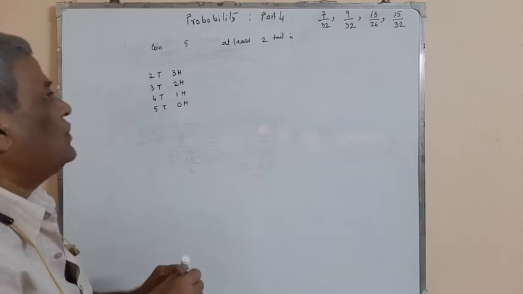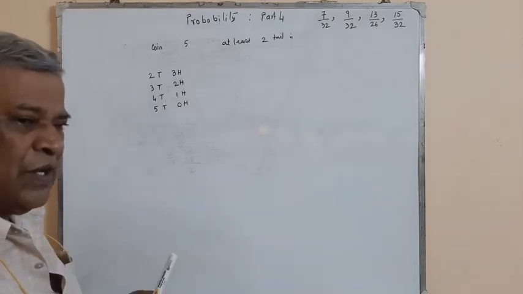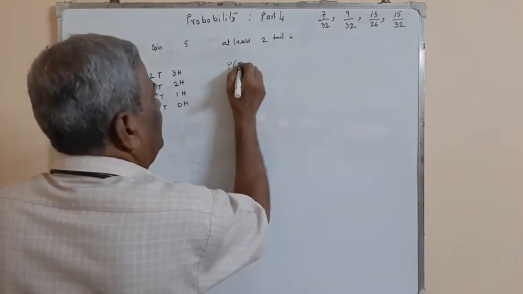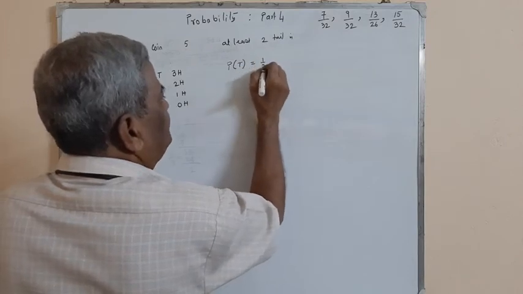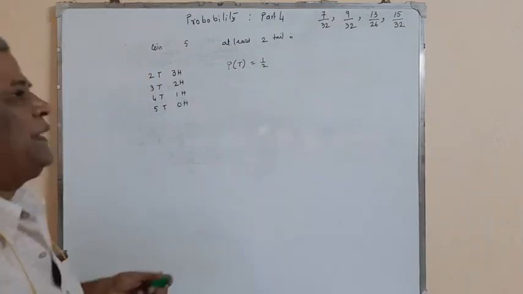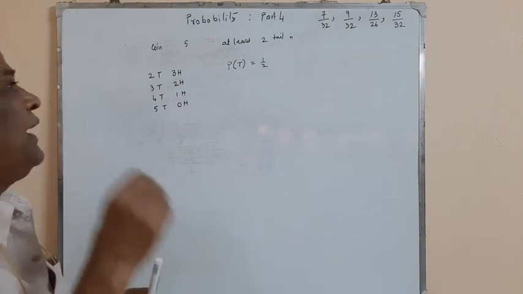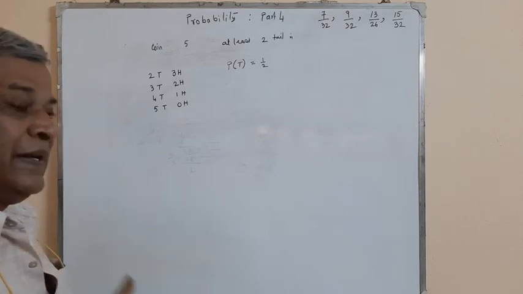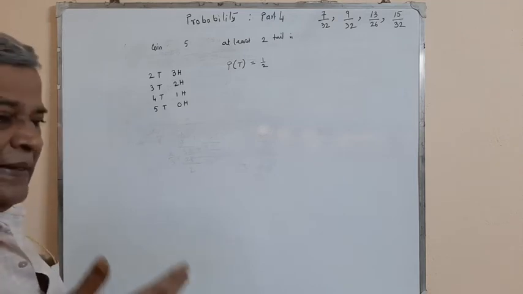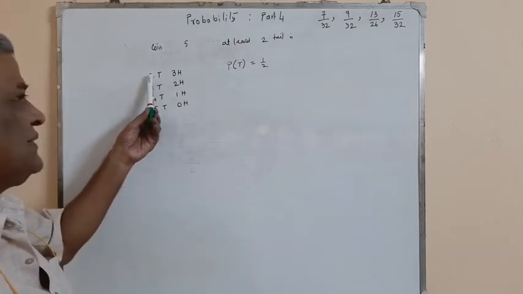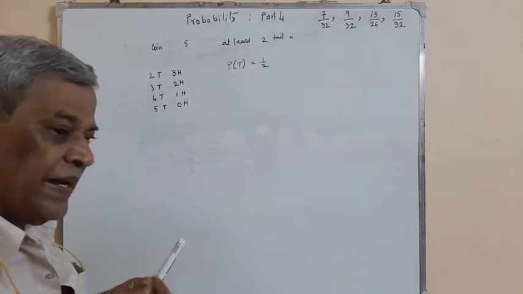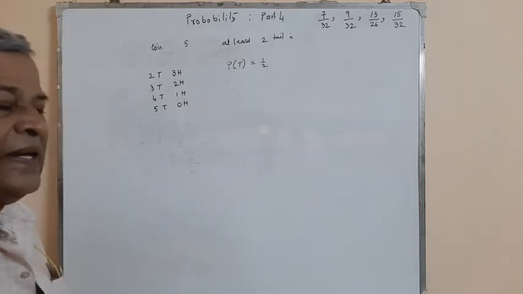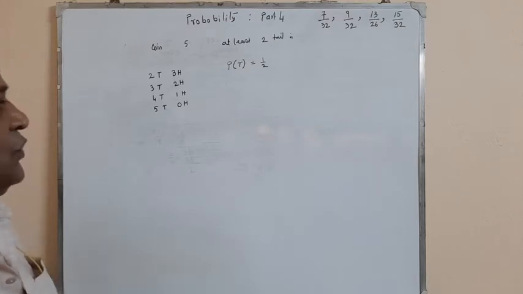Because it is a problem of tossing a coin, the probability of getting head or tail is equal to half. The experiment is repeated five times, and in each case the probability of getting tail, which is our success, and the probability of getting head, which is our failure, remain the same. Therefore, it is a binomial distribution.